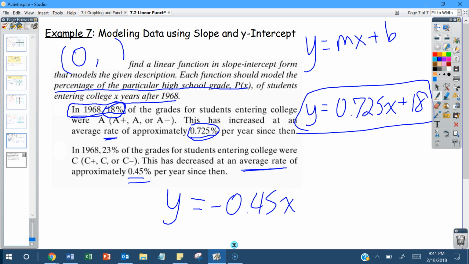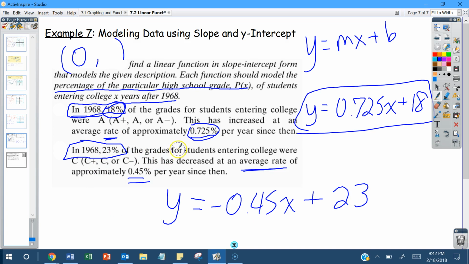because we're decreasing here. And then for the y-intercept, we need a situation where x is 0. What's the y value? Well, here again, we have this 1968. It's telling us what's going on in the year when x is 0. So when x is 0, the percent of students with grade C is equal to 23. So this is going to be our y-intercept. This is the y value when x is 0.